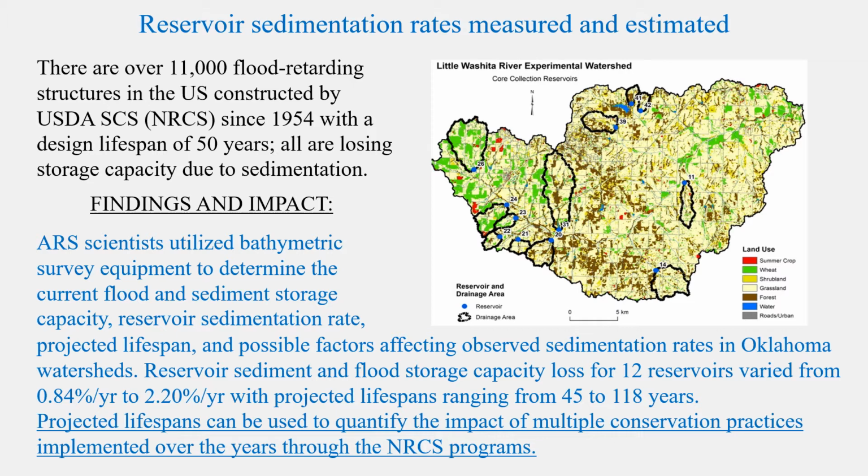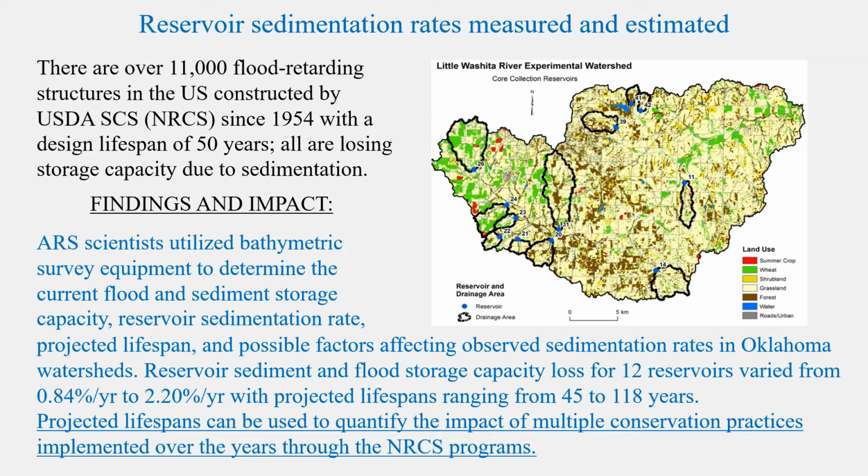A team of ARS scientists in El Reno, Oklahoma, used bathymetric survey equipment to determine the current amount of sediment in the reservoir, the floodwater storage capacity, reservoir sedimentation rate, projected lifespan of the reservoir, and possible factors affecting observed sedimentation rates. They did this for 12 reservoirs in the Little Washita watershed in Oklahoma and found projected lifespans ranging from 45 to 118 years.